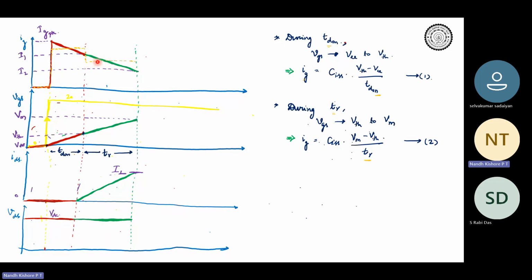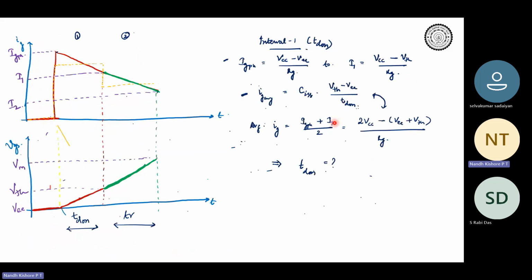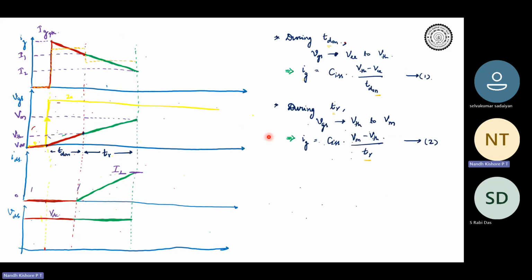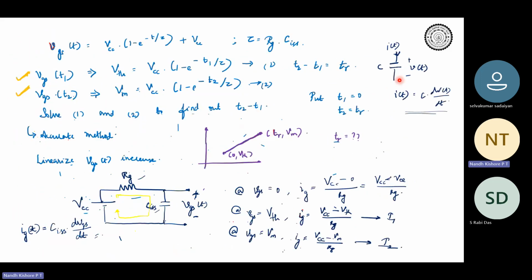That is the average gate current. This yellow line would be (I1 + I2)/2, right? So what is I1? I1 corresponds to the gate current at threshold voltage, so I1 would be (VCC - VTH)/RG. And I2 would be the gate current corresponding to the Miller voltage at the end of the current rise time, so (VCC - VM)/RG. Remember that in the question both V threshold and V Miller are provided.